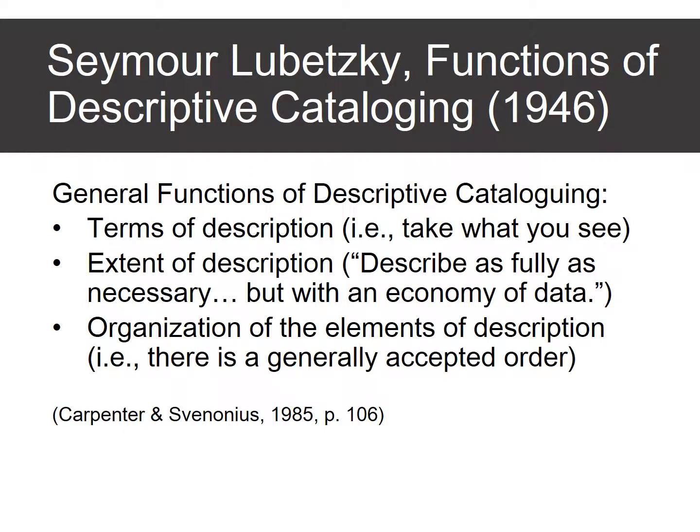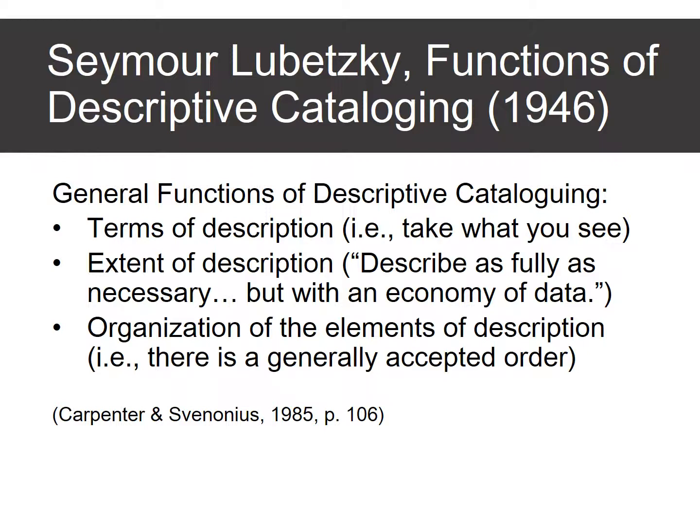In 1946, Seymour Lubetsky was charged by the Library of Congress to simplify the rules of cataloging by distilling practices and rules down to the principles that focus on the functions of catalogs. Some principles covered by Lubetsky include, firstly, the terms of description. This is the idea that catalogers must take what they see, transcribe whenever possible, and provide explanations where necessary. The collation should focus only on information that holds special bibliographical significance.